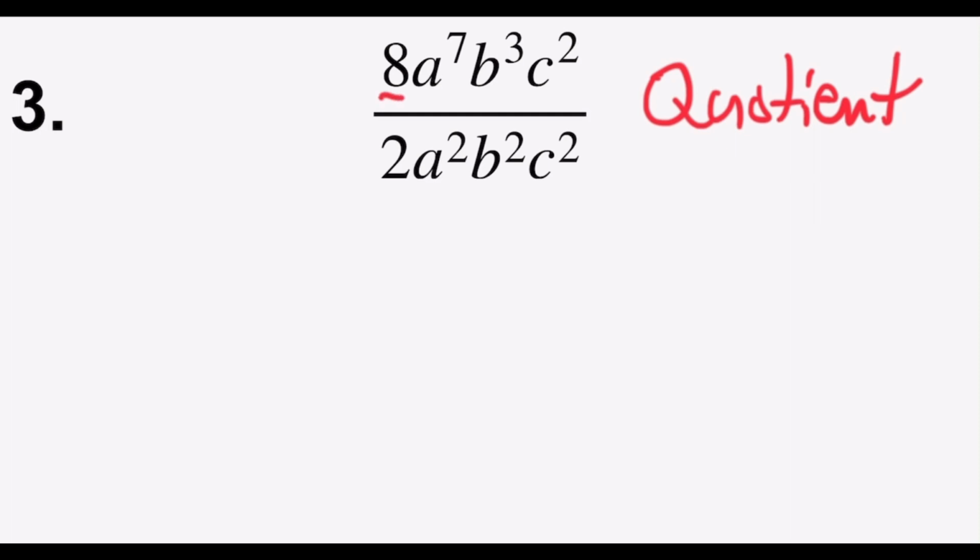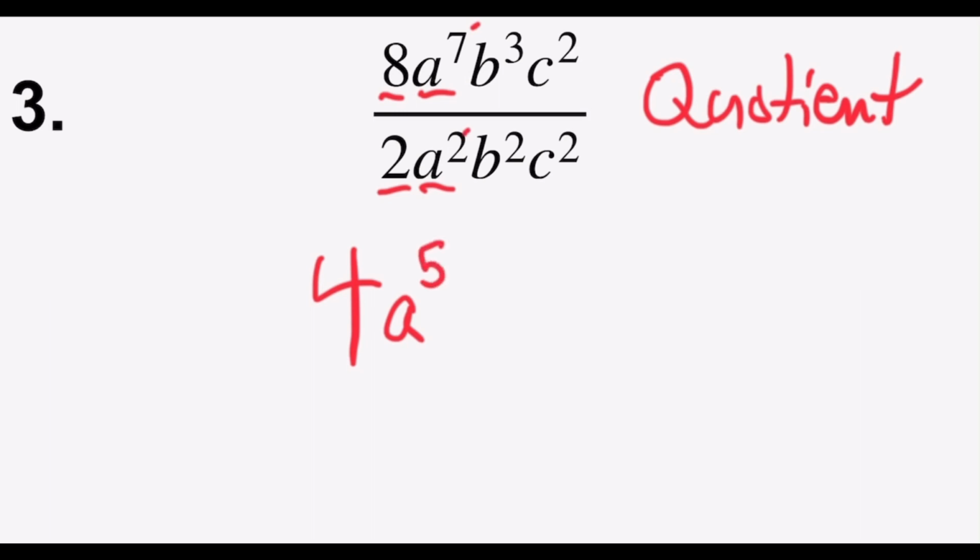So first we'll look at the 8 and the 2. 8 divided by 2 has always been and will forever be 4. Now we'll look at the base a. A to the 7th divided by a squared will keep the base a and subtract 7 minus 2 and get 5.